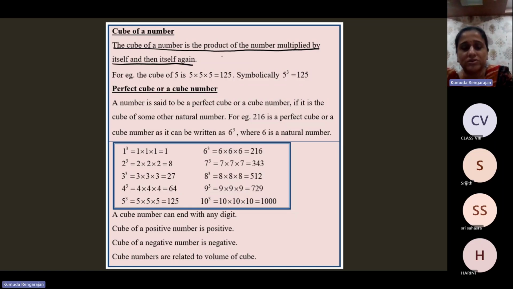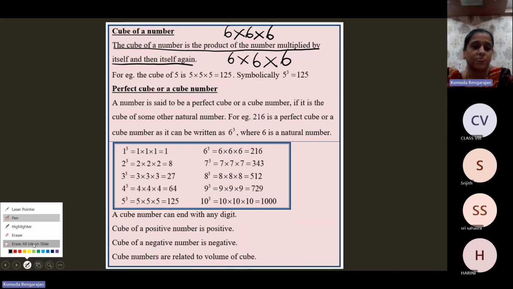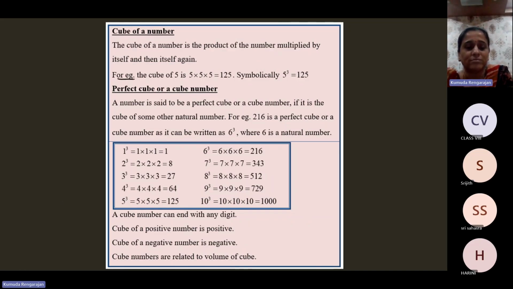The cube of a number is the product of some number multiplied by itself and then itself again. So this is the cube of a number. For example, the cube of 5 is 5 into 5 into 5, 125. Symbolically, meaning using symbols, 5 raised to the power 3 is equal to 125.